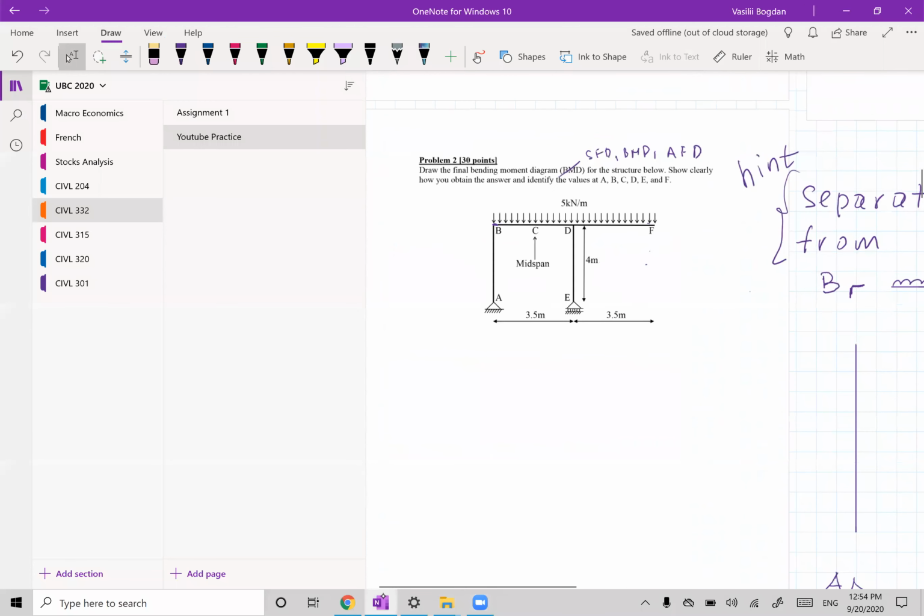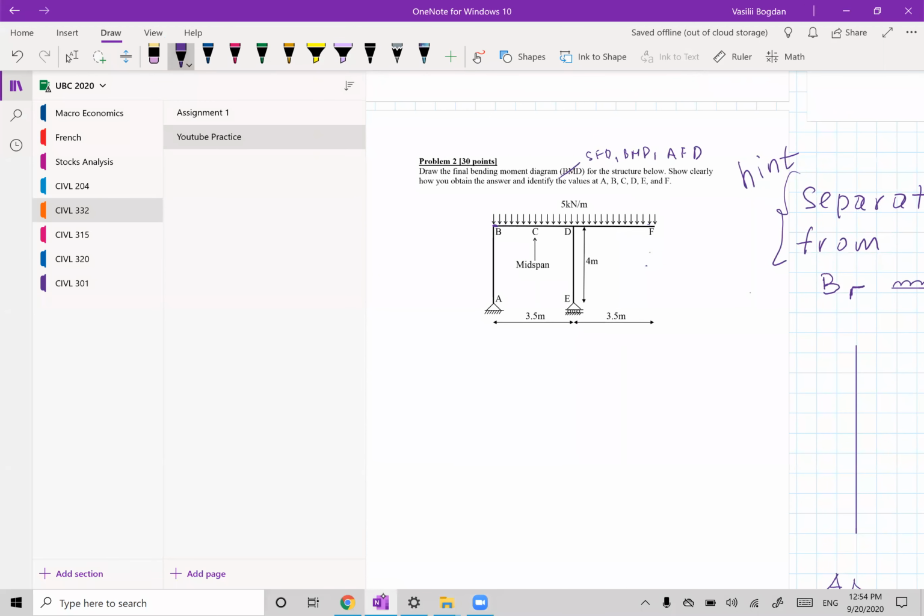Today we're gonna solve this problem here. So instead of looking for just bending moment, we're gonna solve shear, bending, and axial force diagrams.